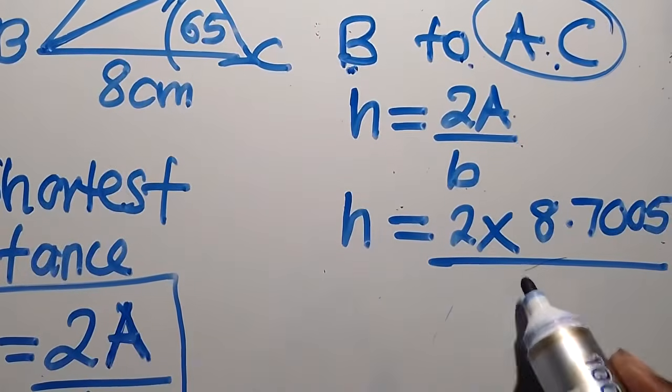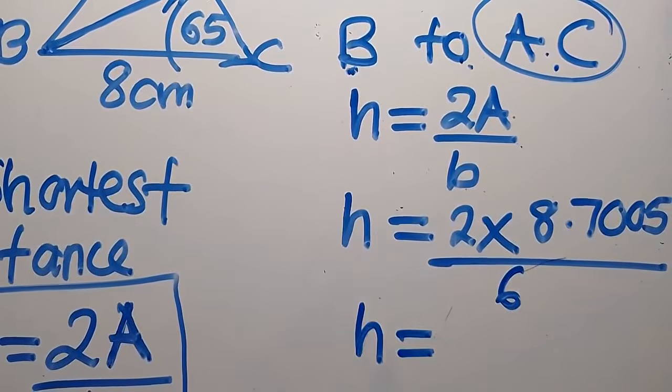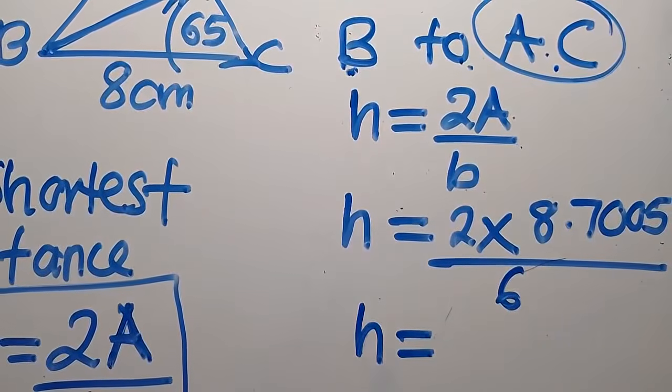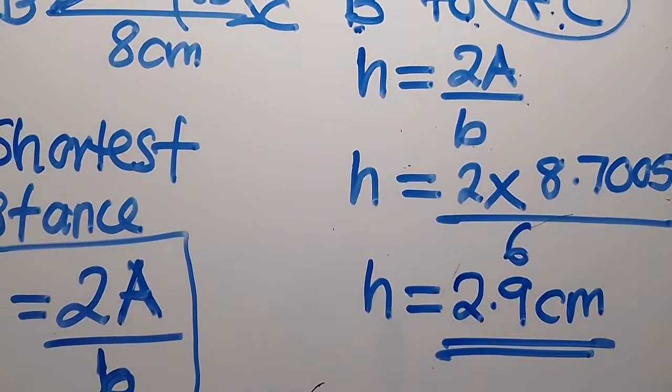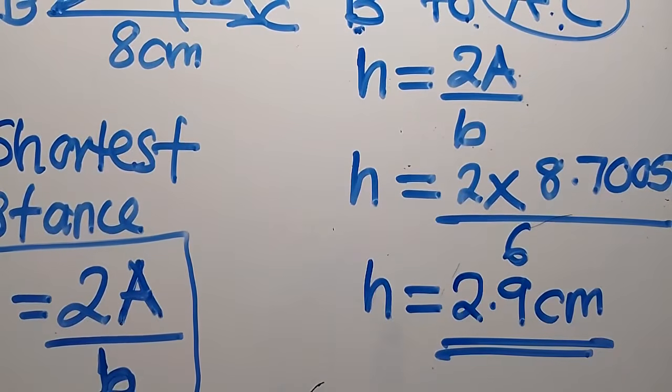So it is 6. So then you evaluate this. It's very easy for you to evaluate. 2 times 8.7005, you get 17.401. Then you divide it by 6. What is your answer? 2.9001. So the answer is just 2.9 centimeters. This is your shortest distance. This is how you need to answer this one. Have you seen the way I've told you? This is how questions will be coming in your exams under trigonometry.